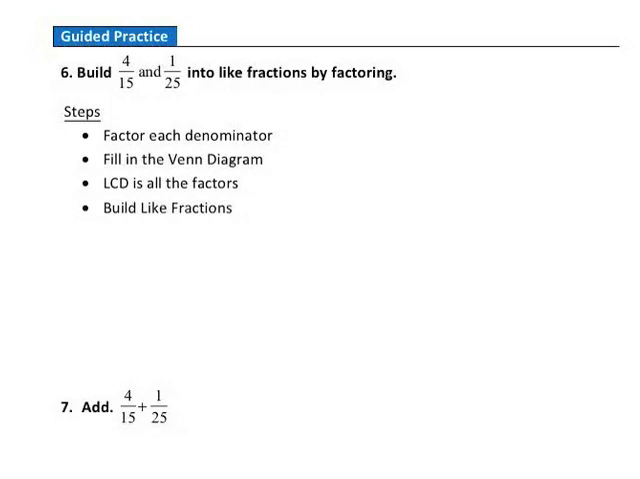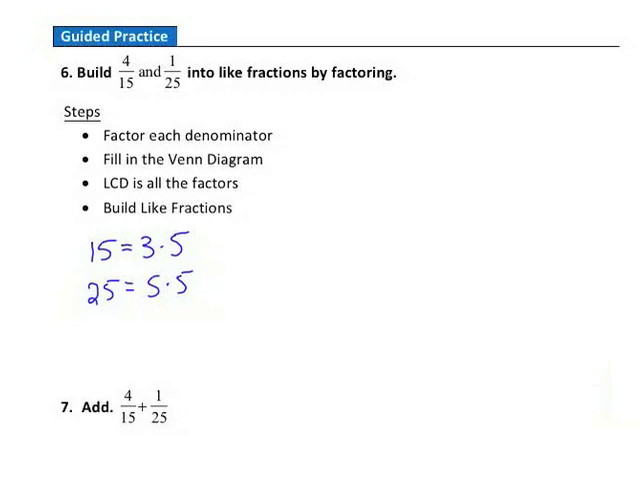Question 6. Build 4/15 and 1/25 into like fractions by factoring. Well, the first step is going to be to factor each denominator. I get 3 times 5. And if I factor 25, I get 5 times 5.